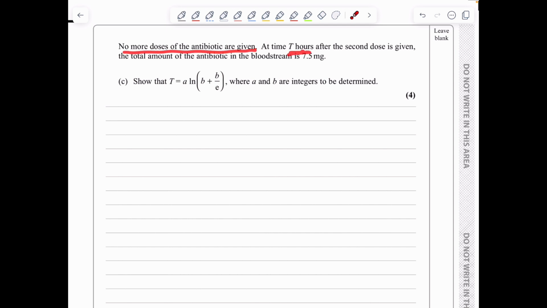We are then told that no more doses of the antibiotic are given, and at time T hours after the second dose being given, the total amount in the bloodstream is 7.5 milligrams, and we need to show that T is A plus ln B plus B over e, where A and B are integers to be determined. Well, we will follow a similar approach to part b.